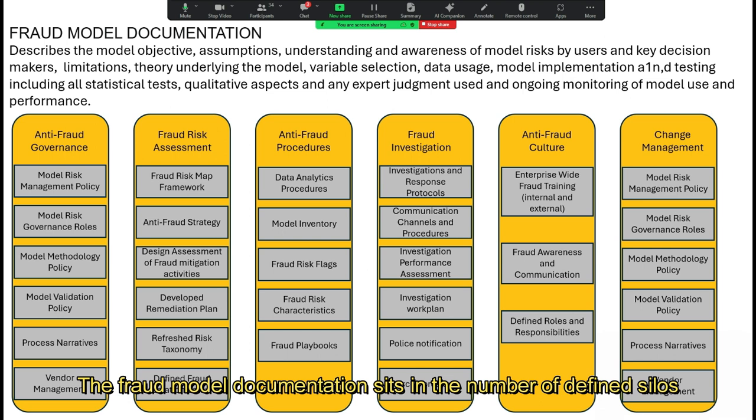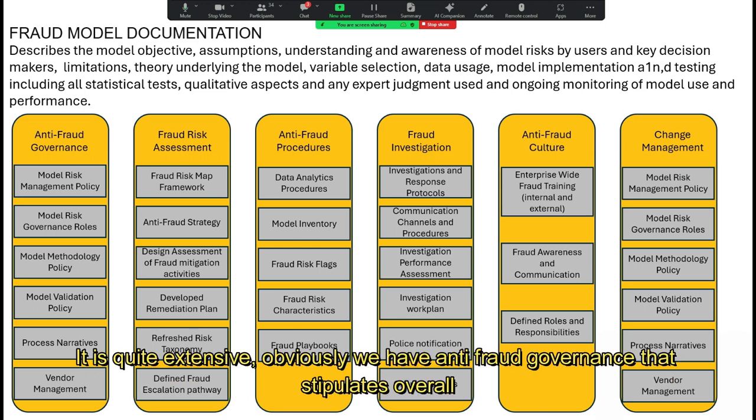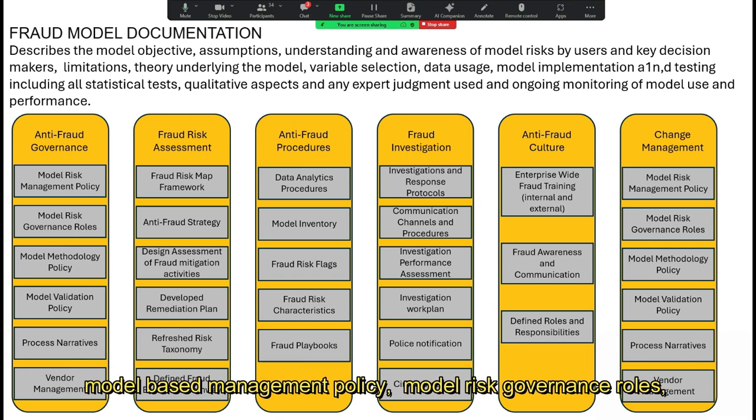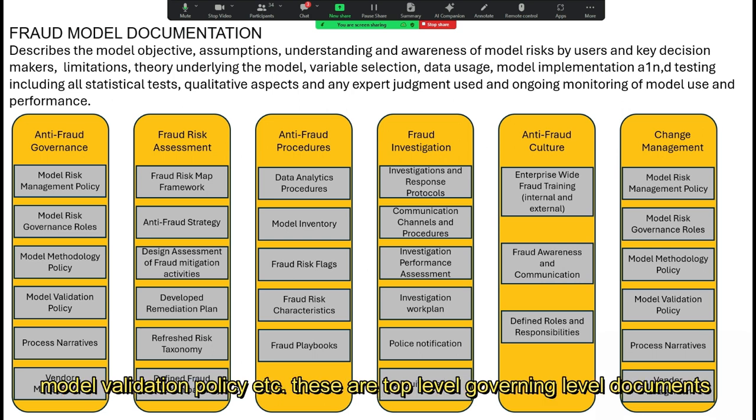I think we're running out of time, so I'll just go through quickly the next few slides. The fraud model documentation sits in a number of defined buckets. It's quite extensive. Obviously, we have anti-fraud governance that stipulates overall model risk management policy, model risk governance roles, and model validation policy. These are top level, governing policy level documents.